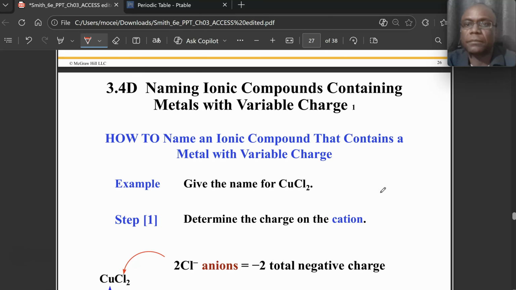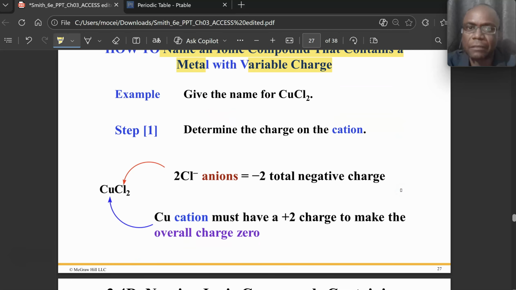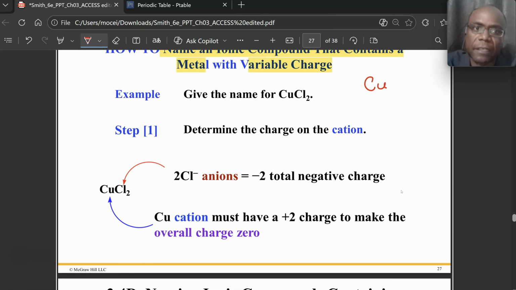Okay, we continue on how to name ionic compounds that contain metal and variable charge. This time we encounter copper. I showed you in the table that you can either have copper 1 or copper 2. So which version of copper do I have here? You have to follow the steps.